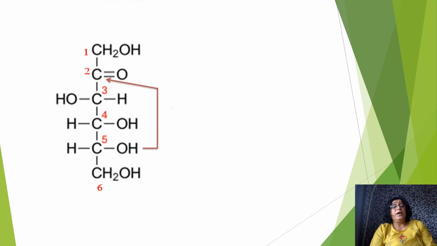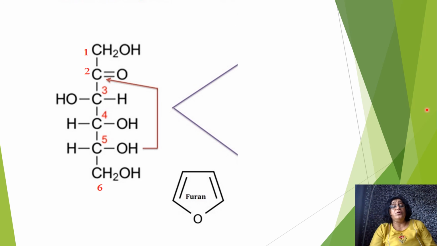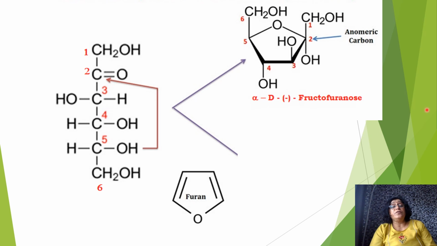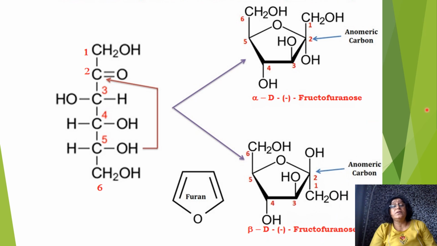So I explain the formation again. Once again, you can see it in this slide, the formation of the ring structure from the open chain structure. Here the second carbon is called the anomeric carbon, and if it has CH2OH on the top and OH below, it is called alpha D minus fructofuranose. But if OH is on the top and CH2OH is on the down side, then it is called beta D minus fructofuranose. Because this structure resembles furan, that is why we call it furanose.